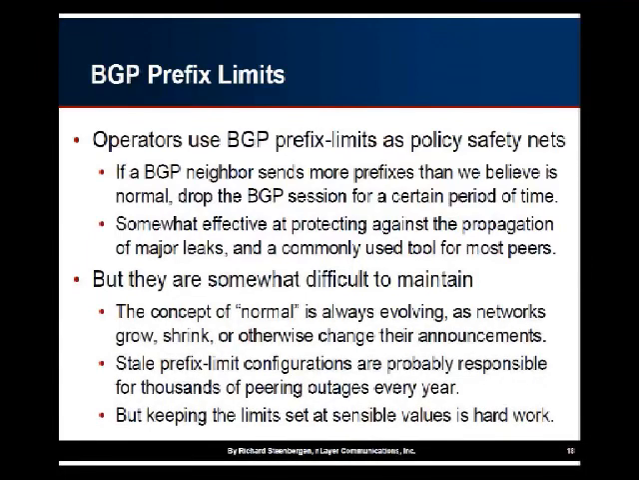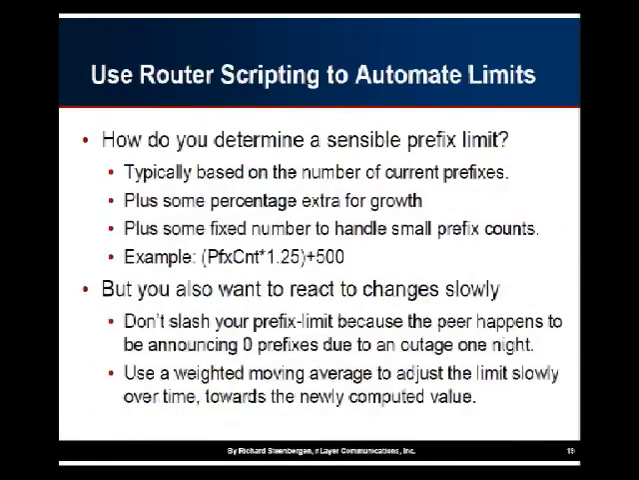So what I did was write a script that maintains this on the router itself. And it tries to do a good job of keeping the limits at a sensible value. And in reality, it actually helps keep the limits stricter because you don't have to leave a year's worth of headroom. You can have the script run every night. So I said, how do you determine a sensible prefix limit? I start by looking at the number of current prefixes.